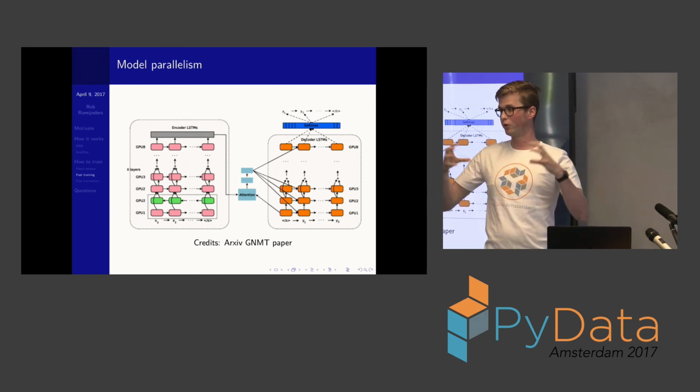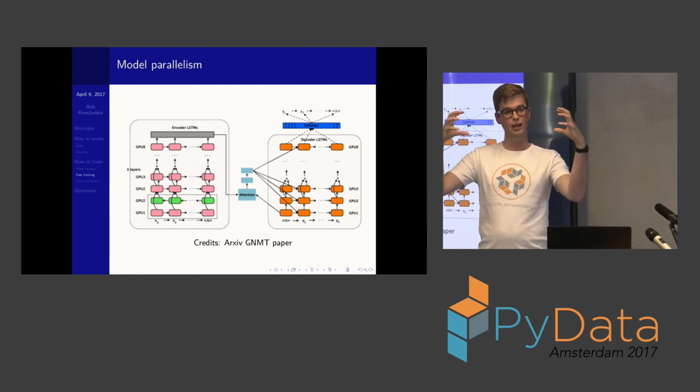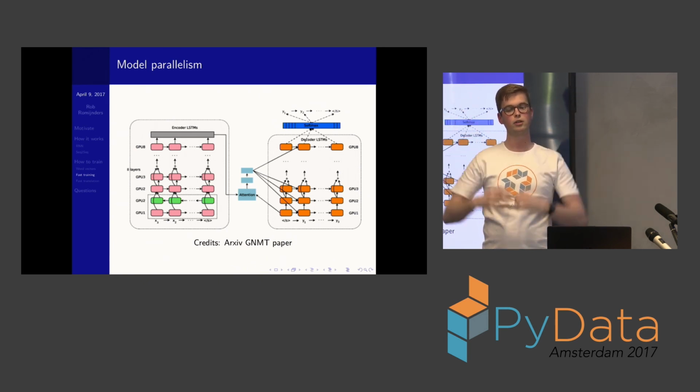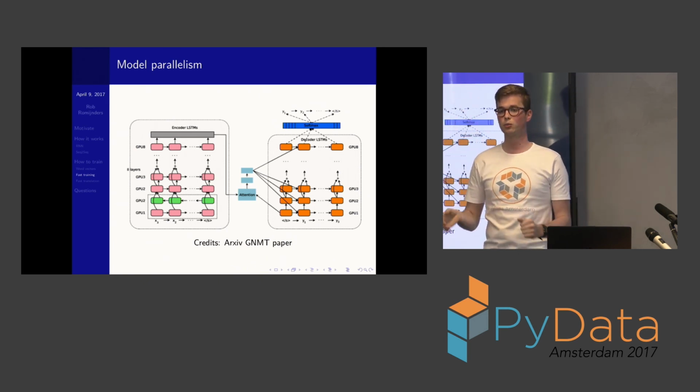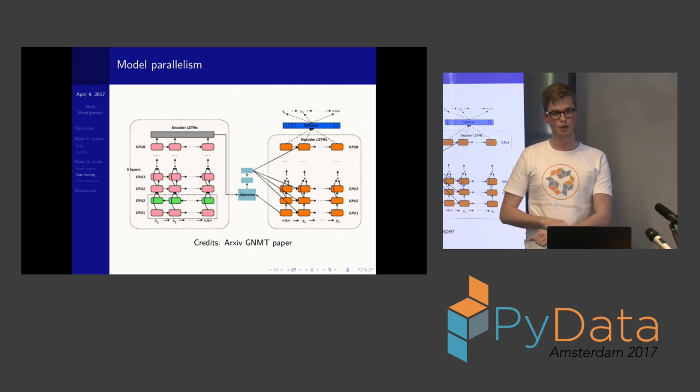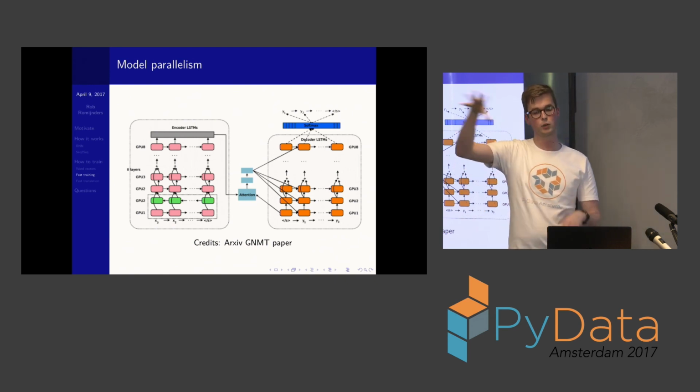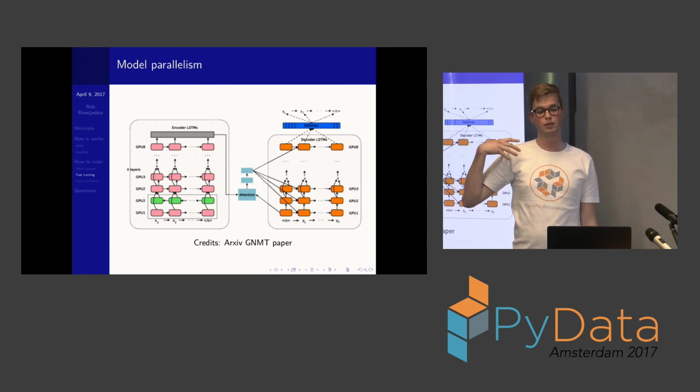We can run our first layer on one GPU, a second layer on another GPU, and a third layer on another GPU. So that is what model parallelism cares about. You can parallelize your model over different hardware types in order to have it train faster.